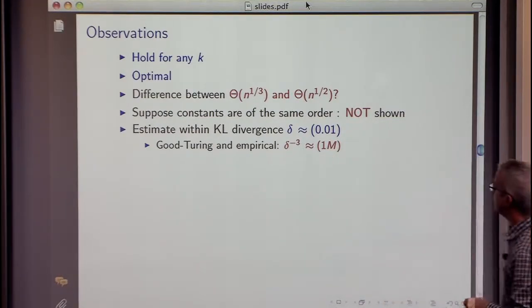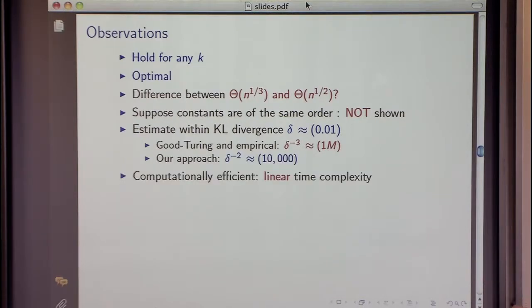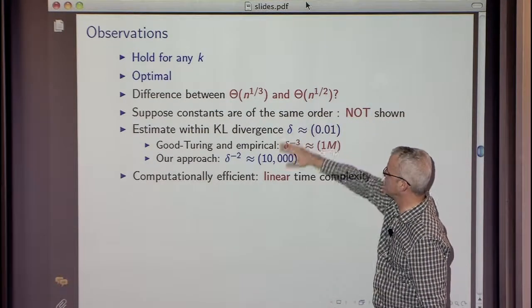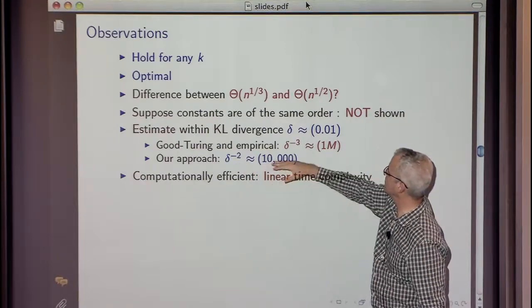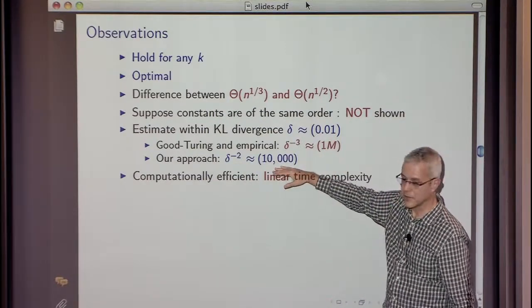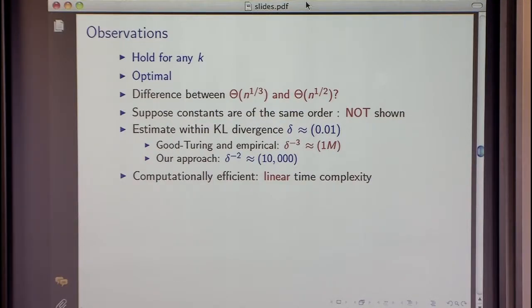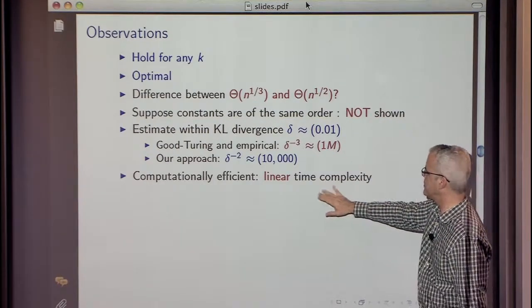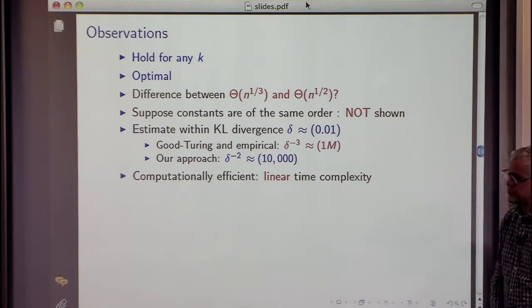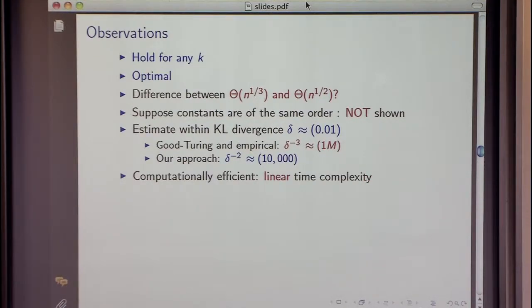Whereas if you use our approach, then you need it just to be 1 over delta squared, so 100 squared, which is 10,000. So this number is obviously a lot easier to obtain, and also these things are computationally efficient and can be done in linear complexity. Okay.